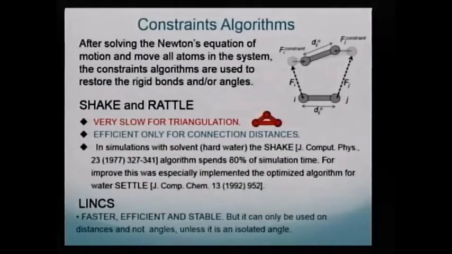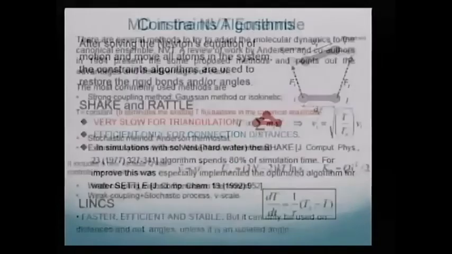What you can do to make your program speed up? Make the bond of OH fixed. So you only fix the bond, but leave the angle, okay? So this is my suggestion.